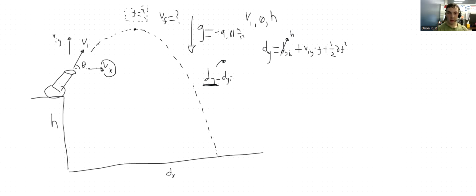So we can write it like this. Negative h is equal to the initial velocity in the y direction times t. Don't forget about that. That's important. Plus 1/2 gt squared. This is our kinematic equation that we're going to use to derive this.